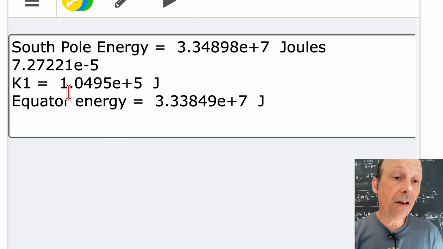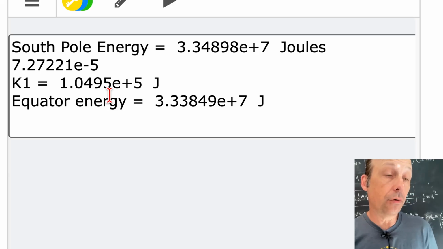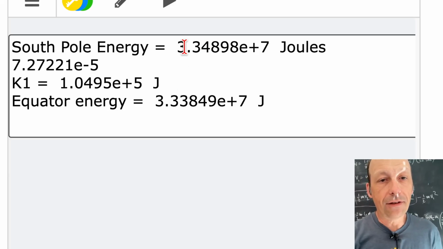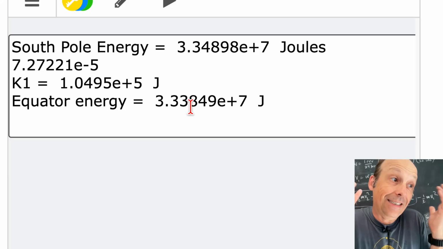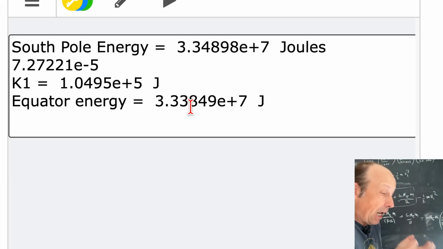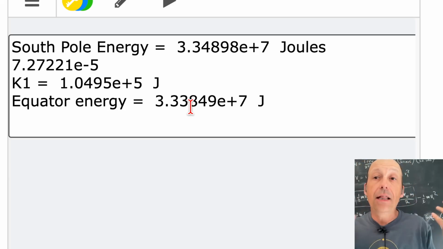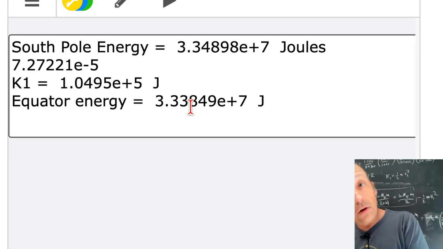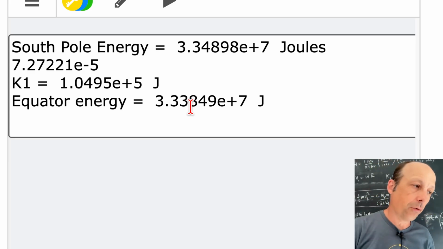So I save about 1 times 10 to the 5th joules. But you see right here, the south pole energy is 3.348 times 10 to the 7th, and the equator energy is 3.338 times 10 to the 7th. So it's not a huge difference, but every little difference matters. That's why we want to launch closer to the equator rather than further away from the equator.